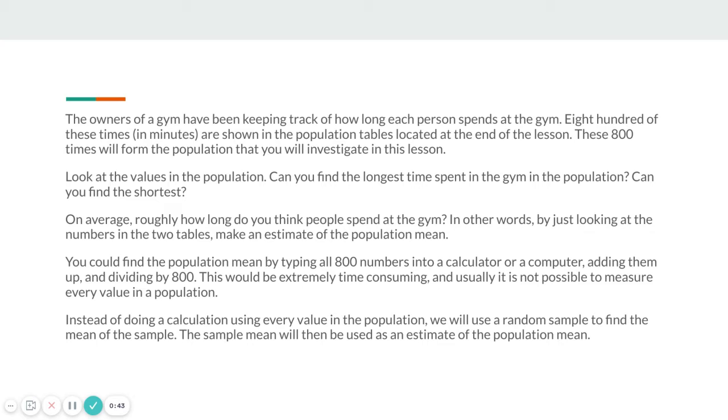Look at the values. Can you find the longest time spent? Can you find the shortest? On average, roughly how long do you think people spend at the gym? In other words, by just looking at the numbers in the two tables, make an estimate of the population mean. So we're not going to do that part.